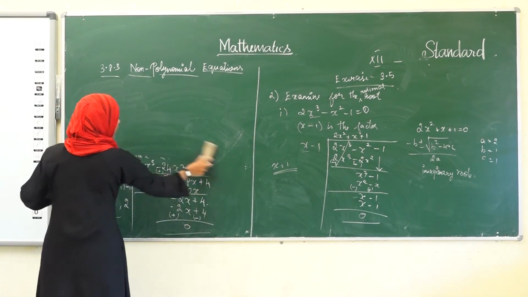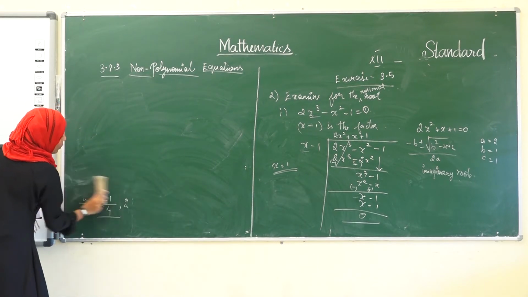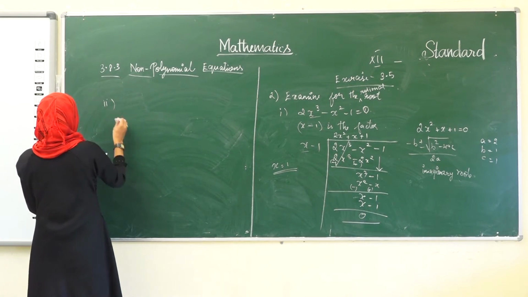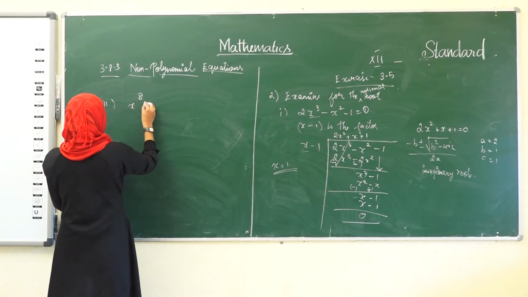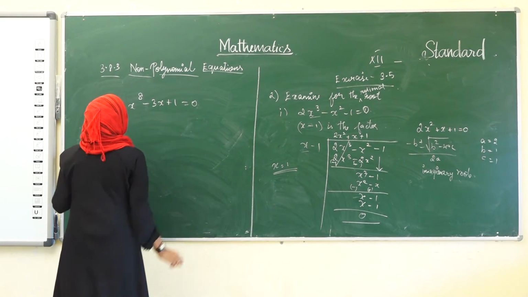Okay, don't get confused with that. See the question properly. They have asked for only the rational roots. So, now let us move on to the next subdivision. What's the next subdivision? x power 8 minus 3x plus 1 equal to 0.